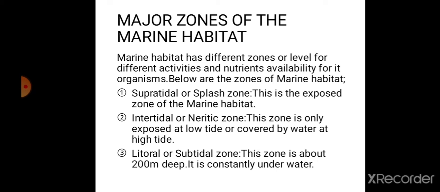We have another zone, which is the littoral or subtidal zone. This zone is about 200 meters deep and it is constantly under water. It has abundant sunlight and therefore abundant nutrients. This one is not regulated or controlled by tide.